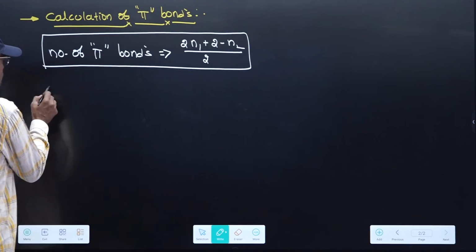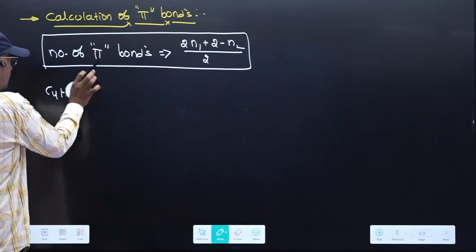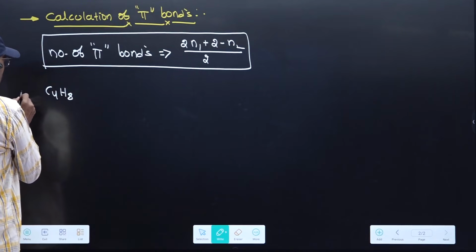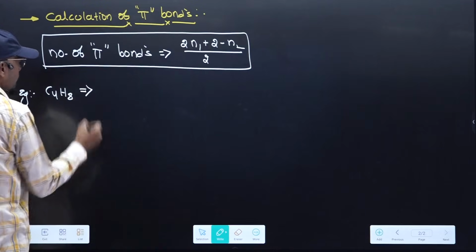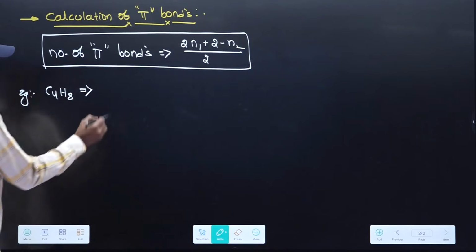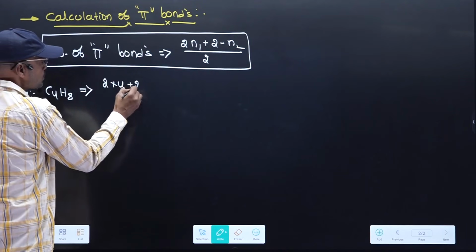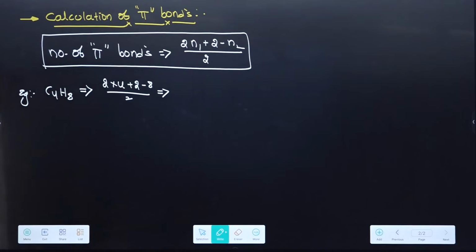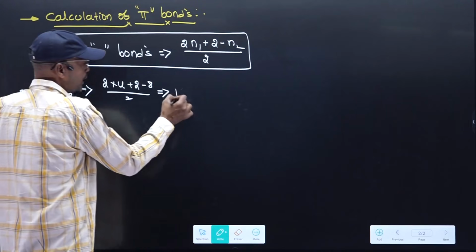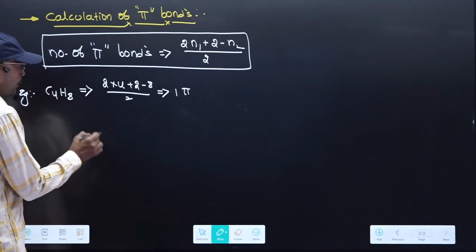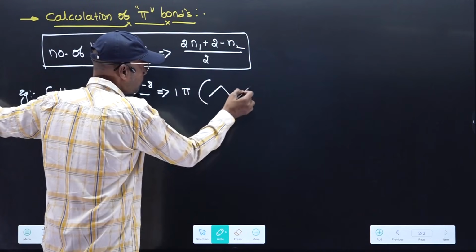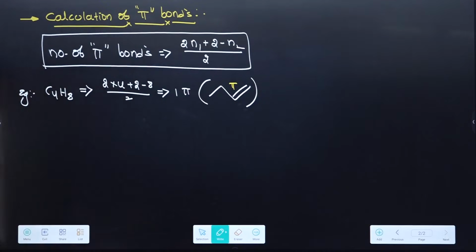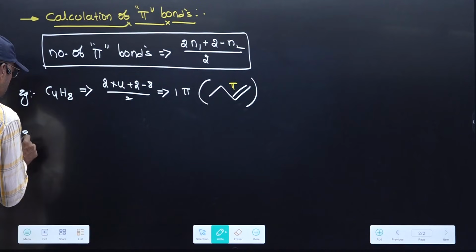Clear? Suppose C4H8 I give. So how to calculate number of pi bonds in this one? Is it 2 into 4, 2 into 4 plus 2 minus 8 by 2? How much you'll get? 10 minus 8 by 2, 2 by 2, 1. So they carry how many pi bonds? 1 pi bond. 1 pi bond means, can I write 4 carbons with 1 pi bond? 4 carbons, 1 pi bond. You can write anywhere. Right? 4 carbons with 1 pi.